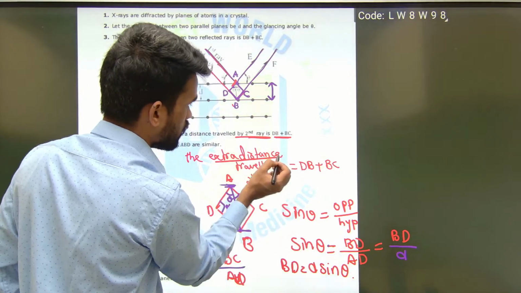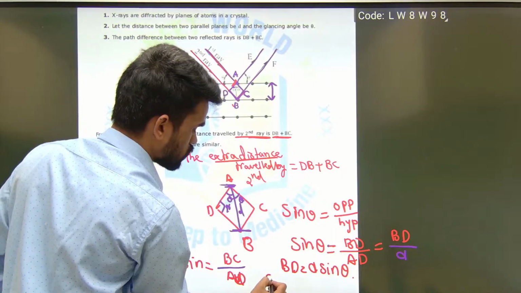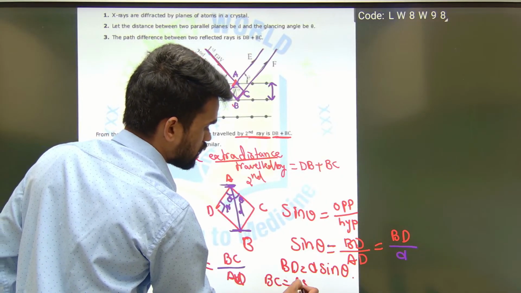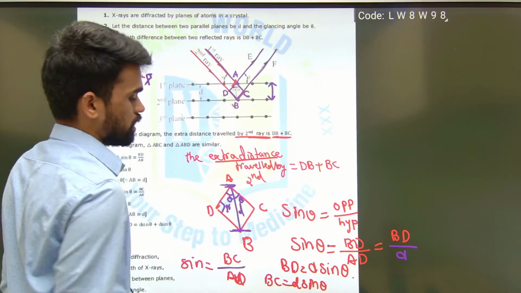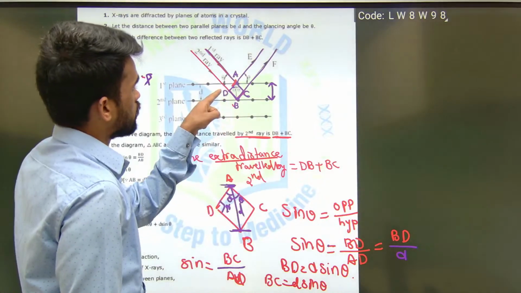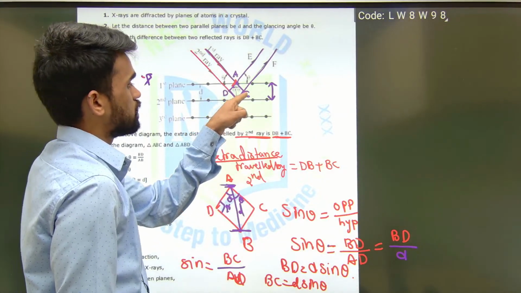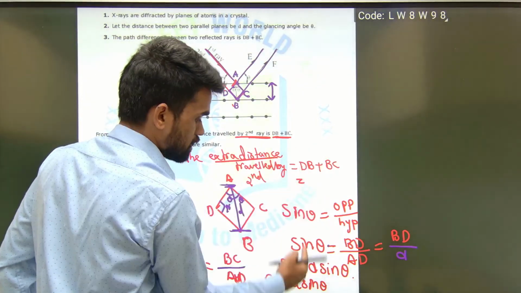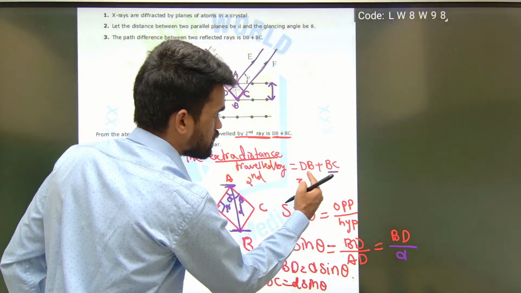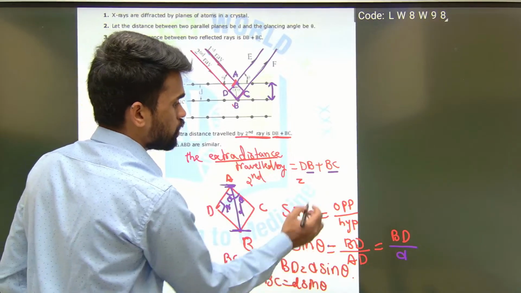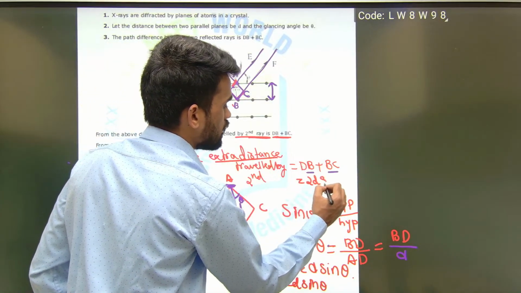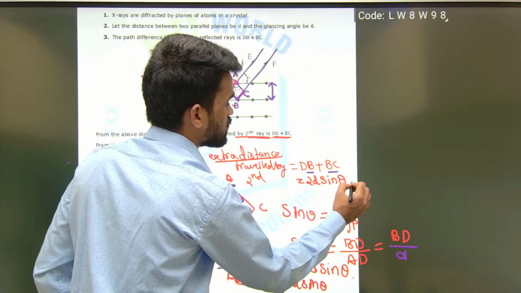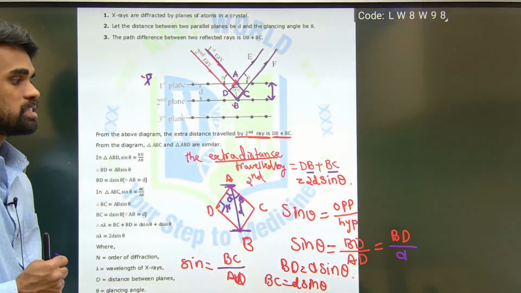So now what happens from this? We got DB, and BC also gives you the same D sin theta only. Both of them are D sin theta only. Just add them, you will get 2D sin theta. So what is the extra distance travelled? That is 2D sin theta.